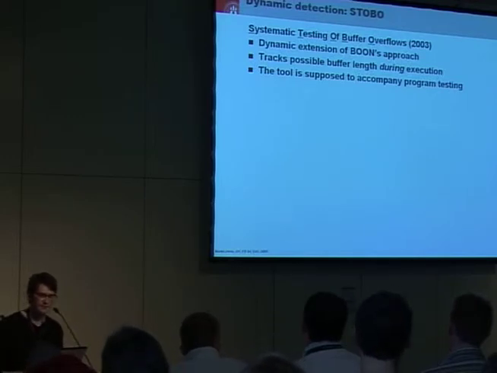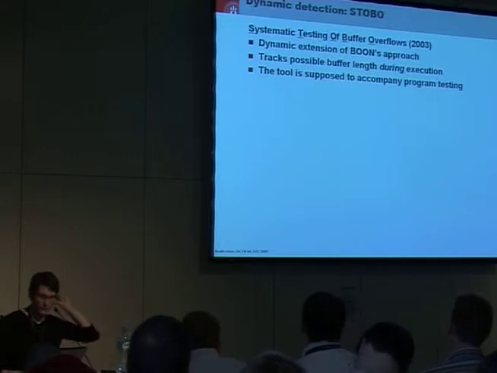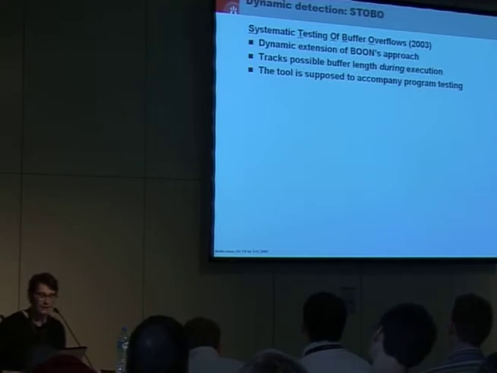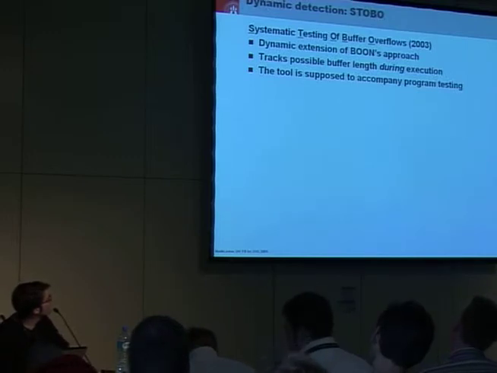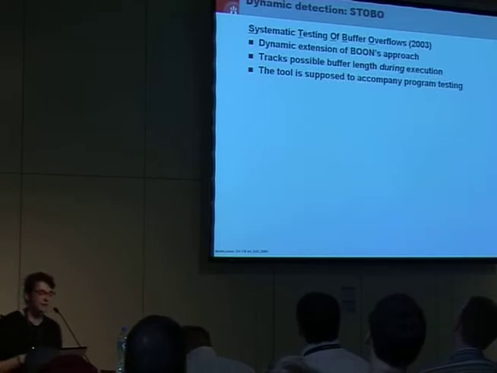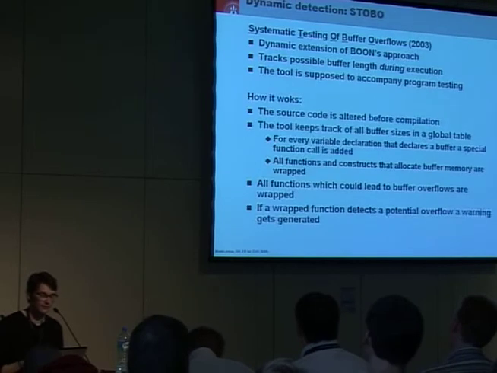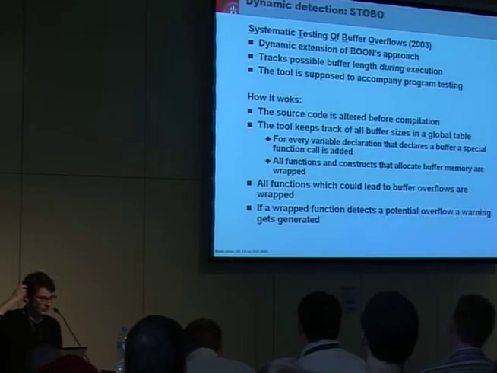The developers of Stobo say that they are a dynamic extension of Boone's approach, so we might have some familiarities there. Stobo does track the possible buffer lengths during execution, and actually I think I've put the wrong word in italics, because what Stobo does and what other dynamic approaches don't do is Stobo looks at the possible buffer lengths, not at the actual buffer lengths. We're going to see what is meant by that. The tool is supposed to accompany program testing, I already told you. So how does it work?